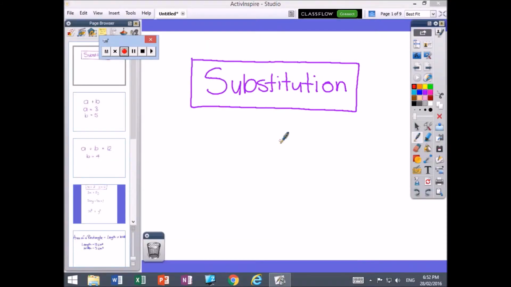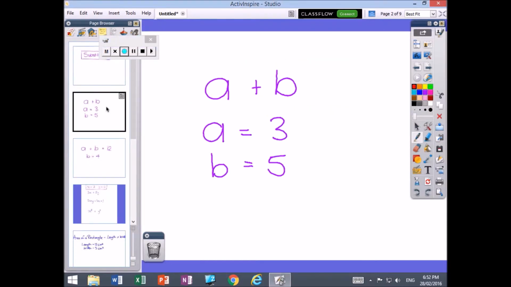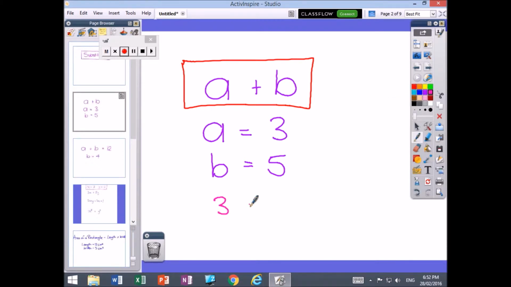Okay, so this lesson is going to be on substitution. We touched on it briefly previously, but we're looking at substitution into formulas. So if we get going on this, I've got an equation at the top, a plus b, and if I assign a the value of 3 and b the value of 5, I can rewrite this to be 3 plus 5, which gives an answer of 8.